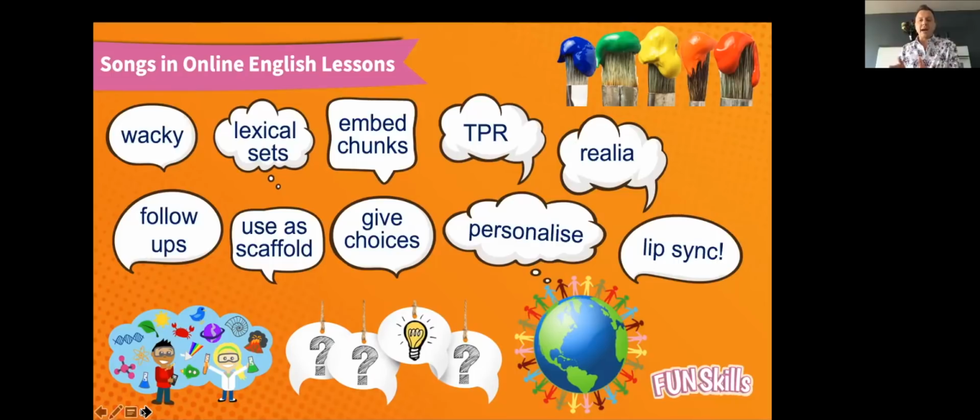And then the second time, handing over control, getting the children to join in singing the words and doing the actions. But the third time, and this is where lip syncing comes in, the third time, and any recycling, when you use the song in subsequent lessons as a warmer, for example, it's really important that the children have ownership of this song. They are the ones doing the singing.